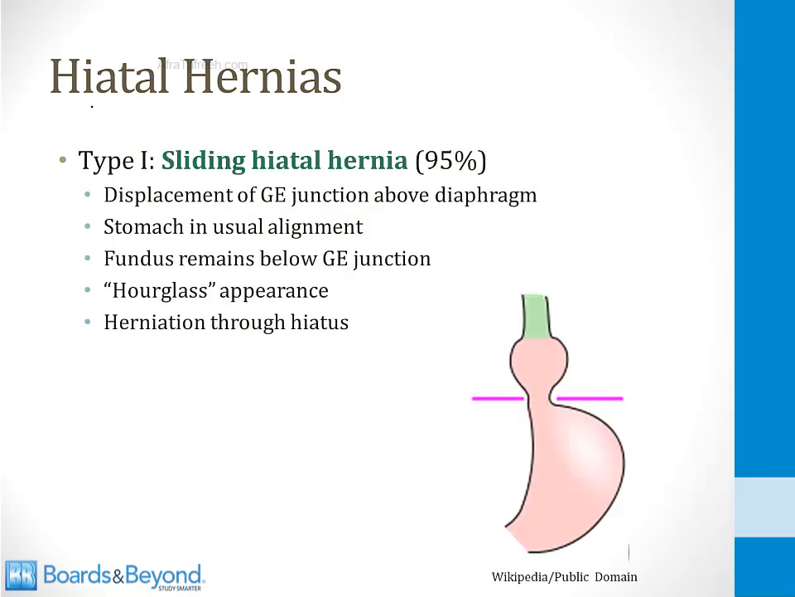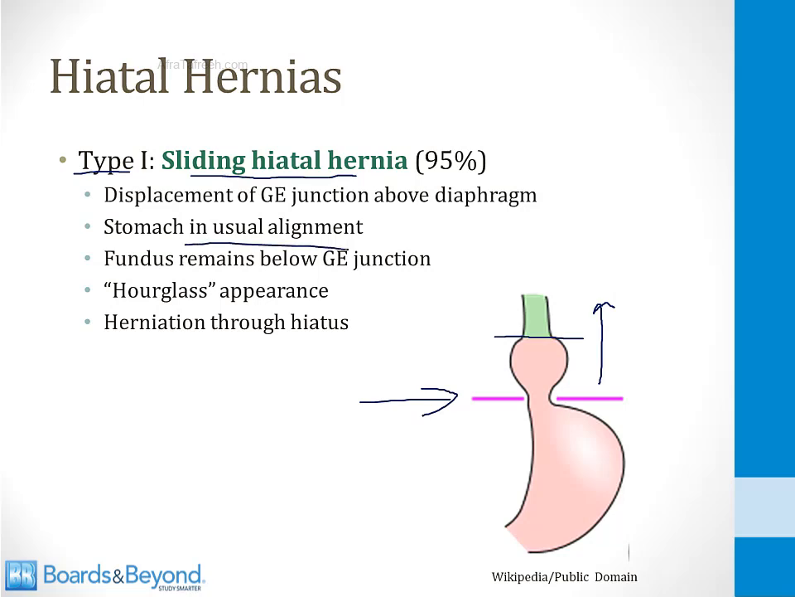The most common type of hiatal hernia is called a type 1 or a sliding hiatal hernia, and this is where the gastroesophageal junction slides up through the hiatus into the thorax. This portion of the drawing here is the normal gastroesophageal junction, and you can see that it is above the diaphragm as indicated by this pink line here.